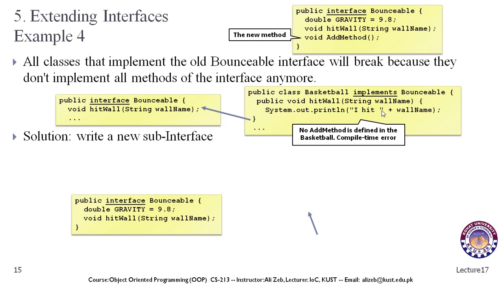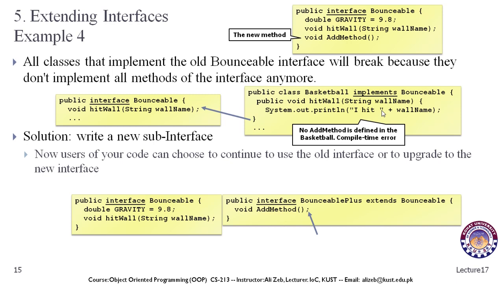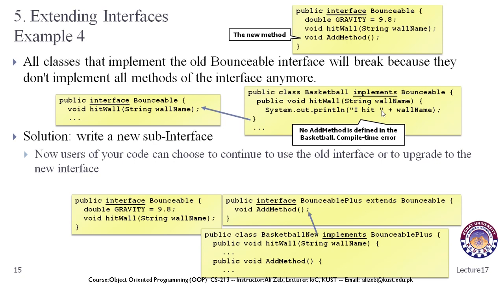So we have a public interface bounceable and we do not add the method to it. Instead, what we do is public interface bounceable plus extends bounceable. Now users of your code can choose to continue to use the old interface or to upgrade to the new interface. Even if we are using the bounceable interface, that has not been changed. As we can see, this will not affect our class since the bounceable interface has not been changed over here, as opposed to this situation.